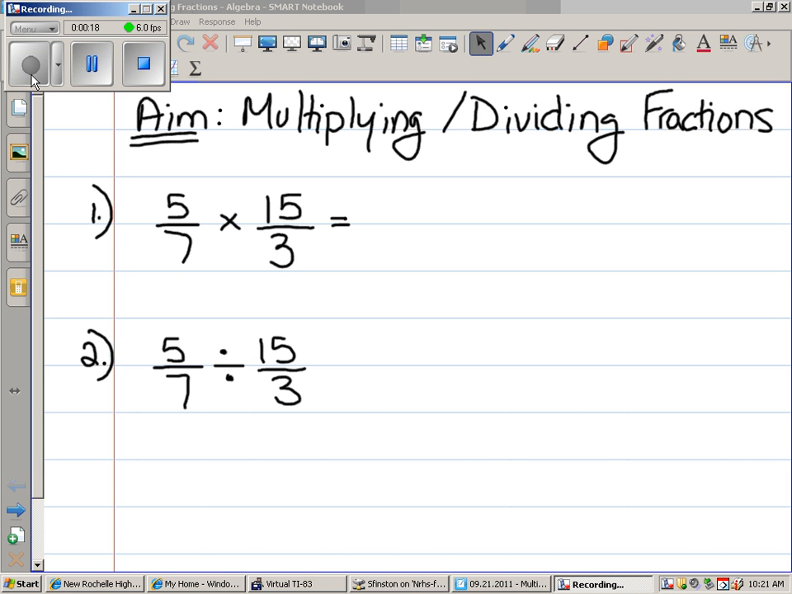Okay, so here's what we do. Multiplying and dividing fractions, so easy. All you do is top times top, bottom times bottom. That's what we do. That's how we roll.